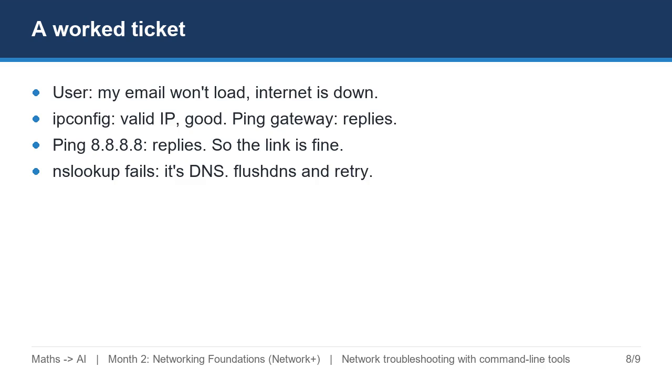Let's work a real ticket. A user says their email won't load and the internet is down. You run ipconfig, the address is valid, good. You ping the gateway, it replies. You ping 8.8.8.8, it replies, so the link to the internet is fine. Then you run nslookup and it fails. There's your answer: it's a DNS problem. You flush the DNS cache, retry, and email loads. Method, not guesswork, found it in under a minute.